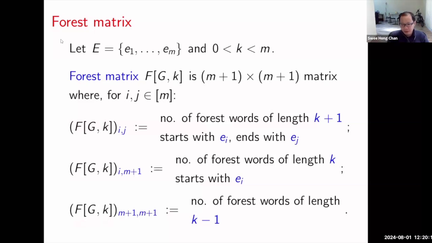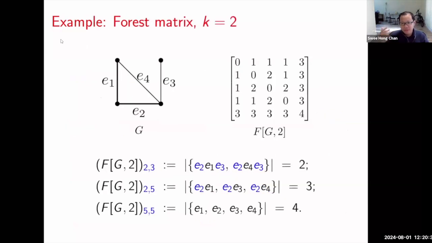And when both indices are M plus 1, this is now the number of words of length K minus 1, and we put no condition on what the starting word is or what the ending word is. This is the definition, and I understand that this can be a bit wordy. So let's look at an example so that we have something concrete in mind.